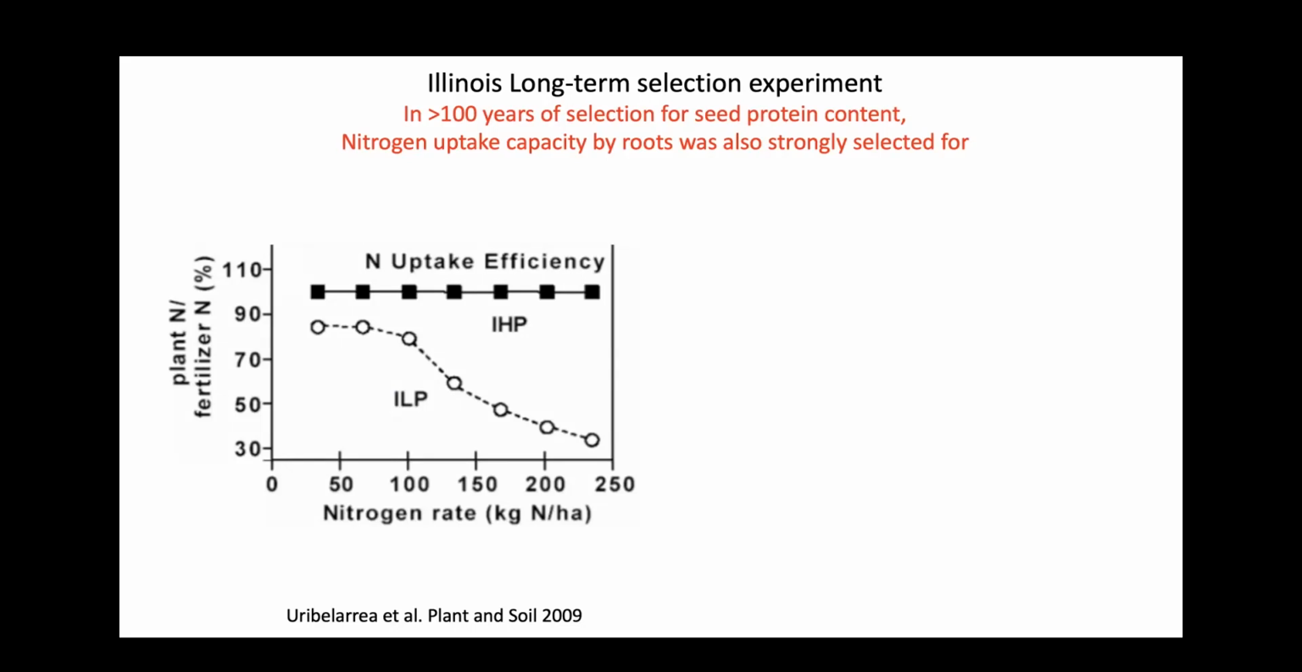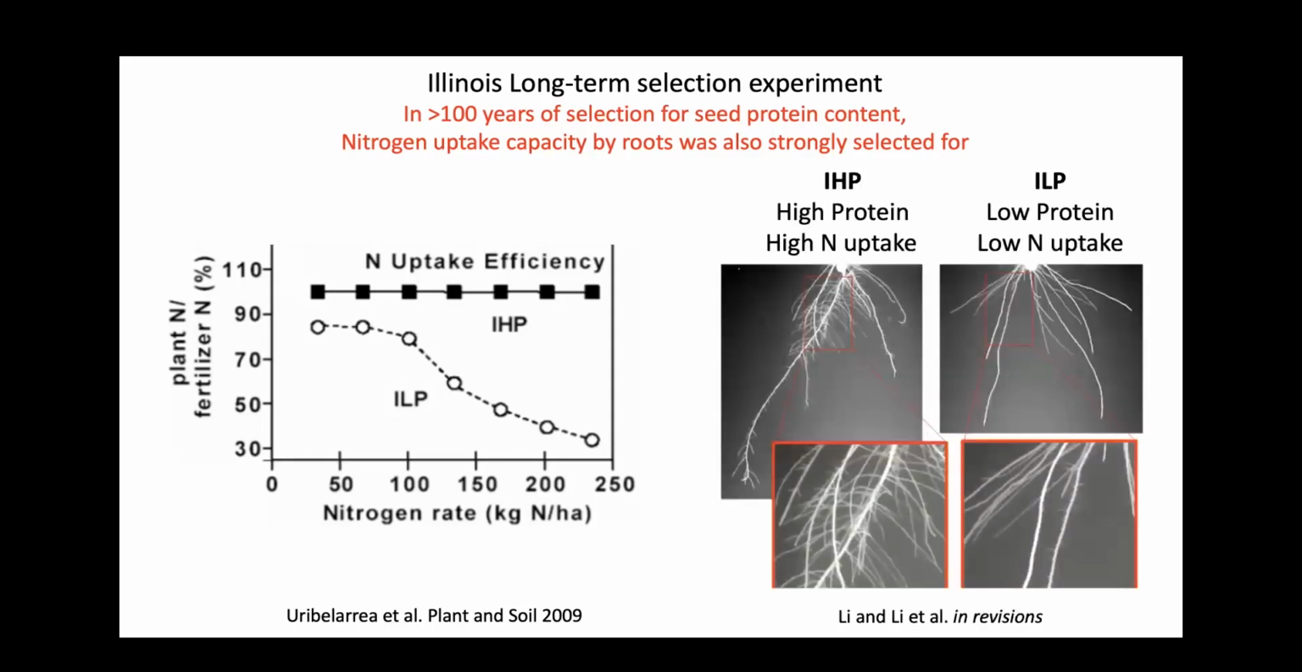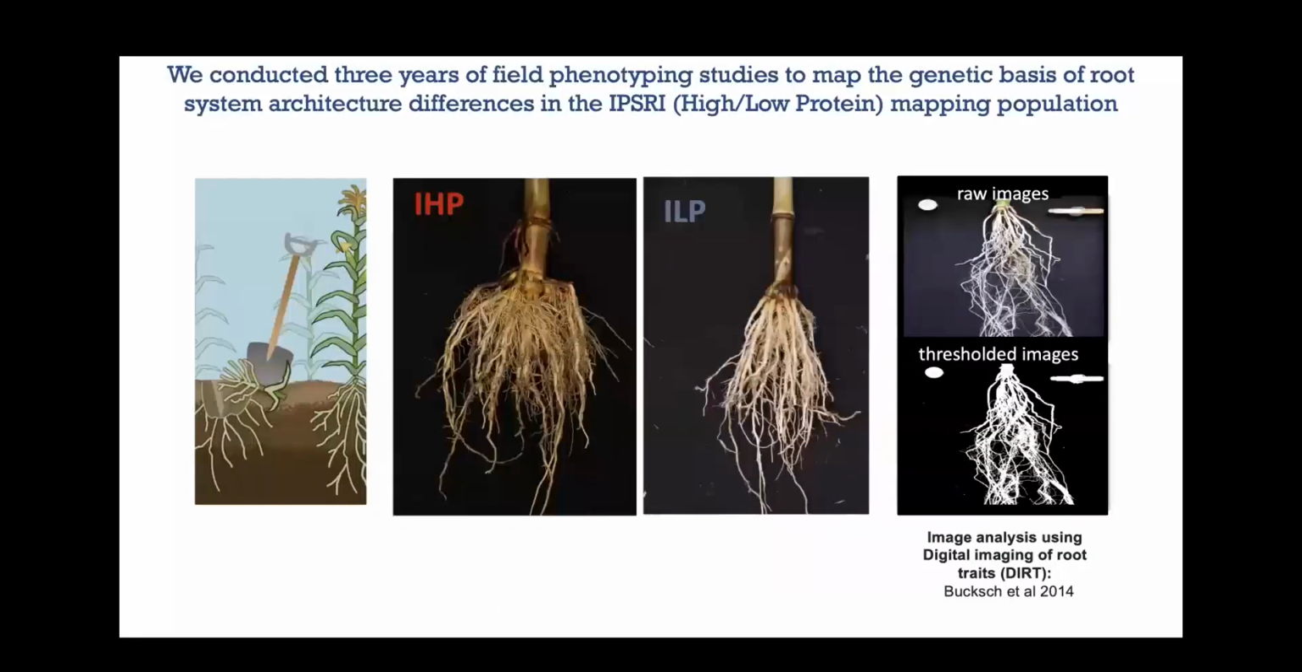So as you add more and more N, IHP is very good at sucking it all up, like perfect, almost uncannily good. And then ILP at some point around 100 just basically can't really make use of additional nitrogen that's added to it. This is in a field experiment. And then, as part of my postdoc, I could see differences in the root system architecture. But what we'd like to know is what genes are involved in this, okay, so we can actually use it directly. So we did a big field experiment across many years, dug these root crowns with shovels, did the evaluation.